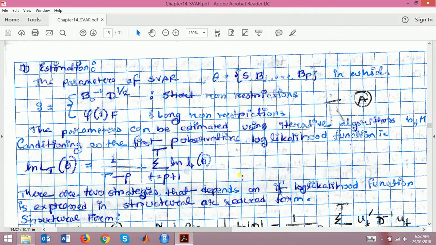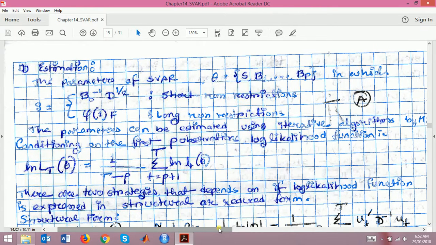So, coming back to the structural VAR chapter, estimation techniques. The parameters of SVAR, theta is S, beta 1 up until beta p, in which, as we know, for short-term restriction we have S equal to root D divided by B naught, which is the causal equation we have used earlier significantly. But S becomes phi 1 multiplied to F in terms of long-run restrictions.